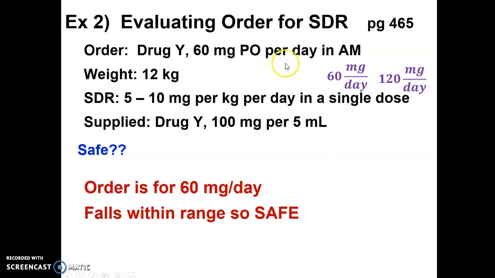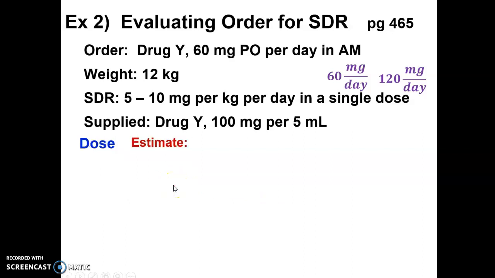But always watch the frequency, how often the dose is ordered and how often they recommend that dose be given. Because sometimes those won't match up like you need them to. All right, so anyways, ours is safe. Let's move on to the third part. We got to figure out how much we're going to give our patient.